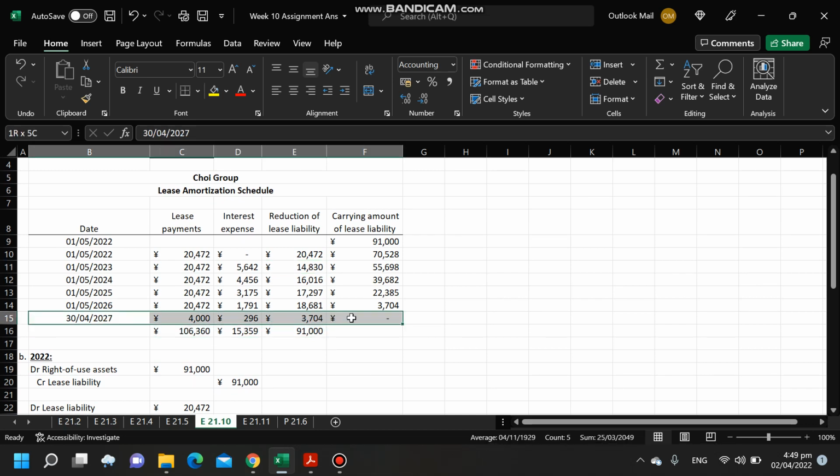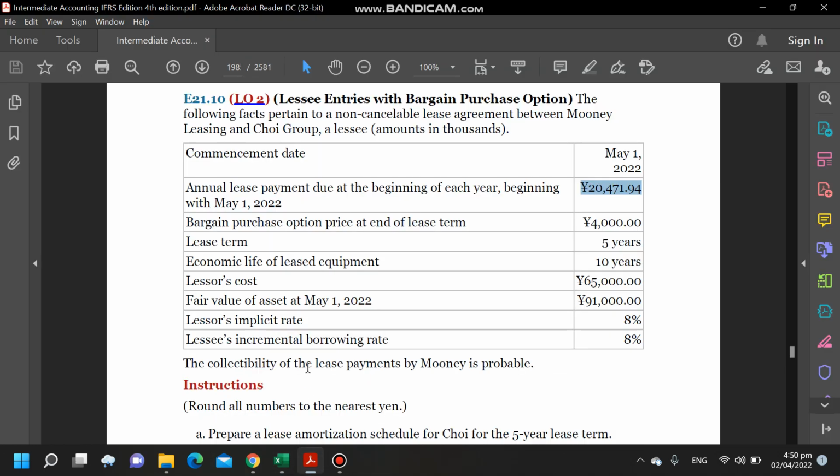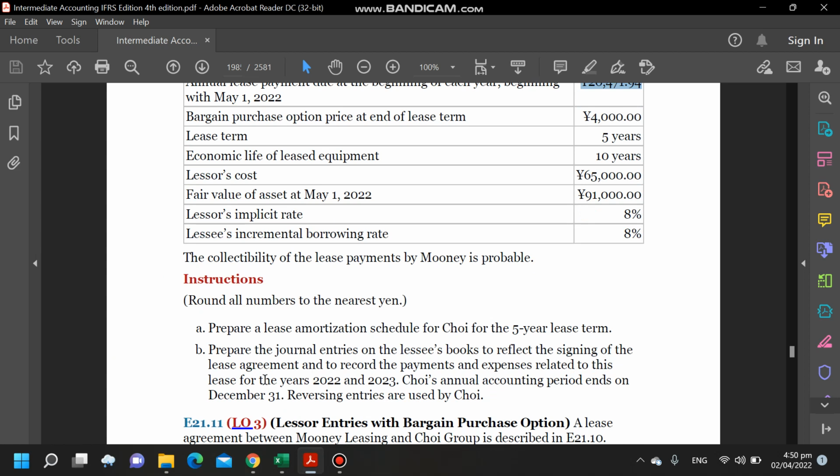This is the bargain purchase option amount. When we amortize it, it will become 0 at the end. And then for B, prepare the journal entries on the lessee's books to reflect the signing of the lease agreement and to record the payments and expenses related to this lease for the years 2022 and 2023. Choi's annual accounting period ends on December 31st, and reversing entries are used by Choi.